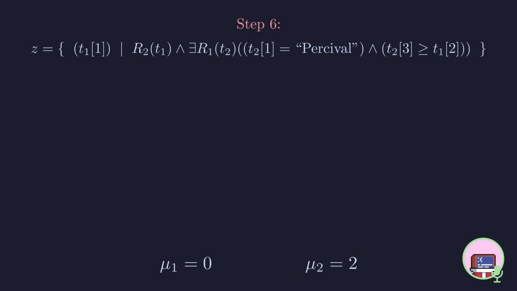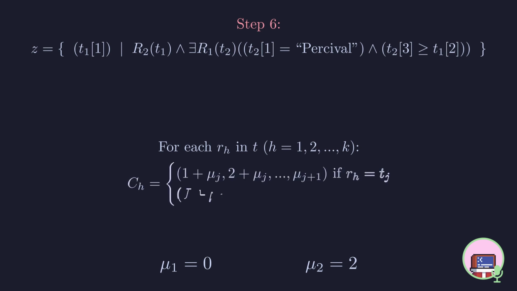Now, on to step 6. Recall that T is formed of k tuple variables, indexed or not. We'll identify each tuple variable in T by RH for h equals 1, 2, up to k. Next, we'll define CH for each RH in order to either project an entire tuple or only the specified attribute if it's indexed. Finally, we'll define T to be our final query expression by projecting Tn on the union of k of these sets.